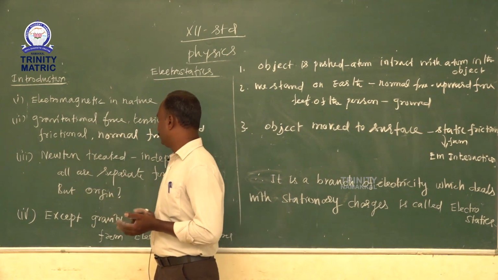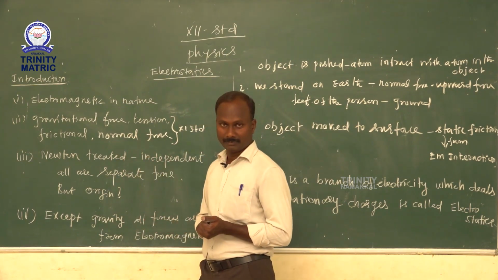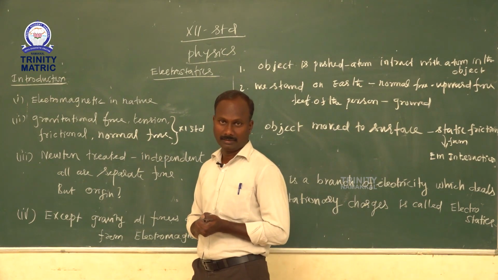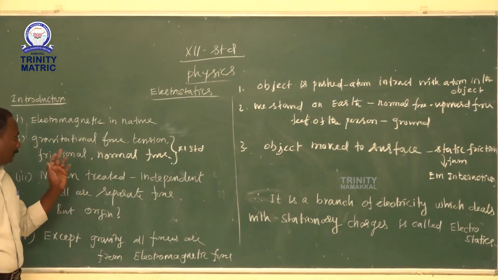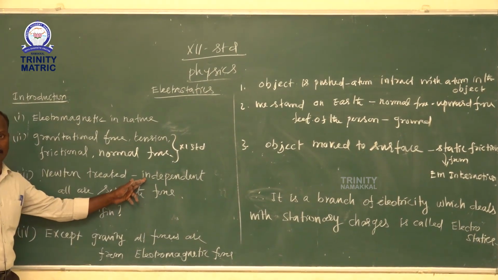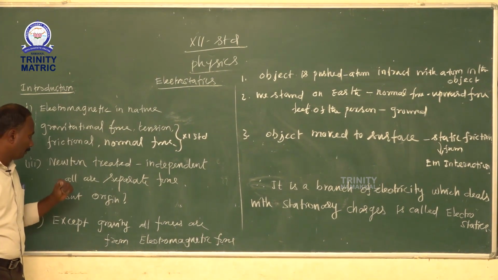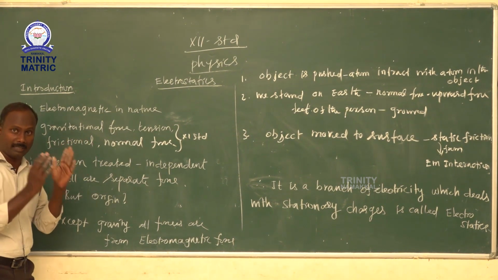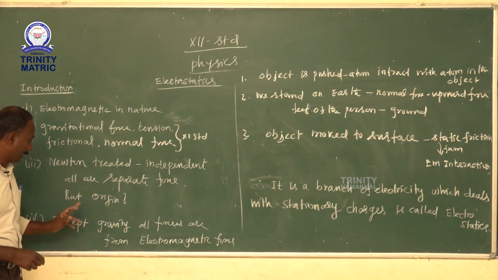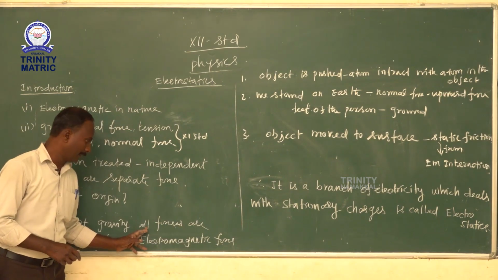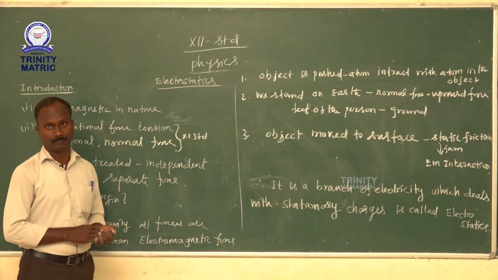Now, Newton treated all the forces as independent and separate. But if all the forces are independent, then what about their origin? The question arises. Except for gravitational force, the remaining forces are all electromagnetic.